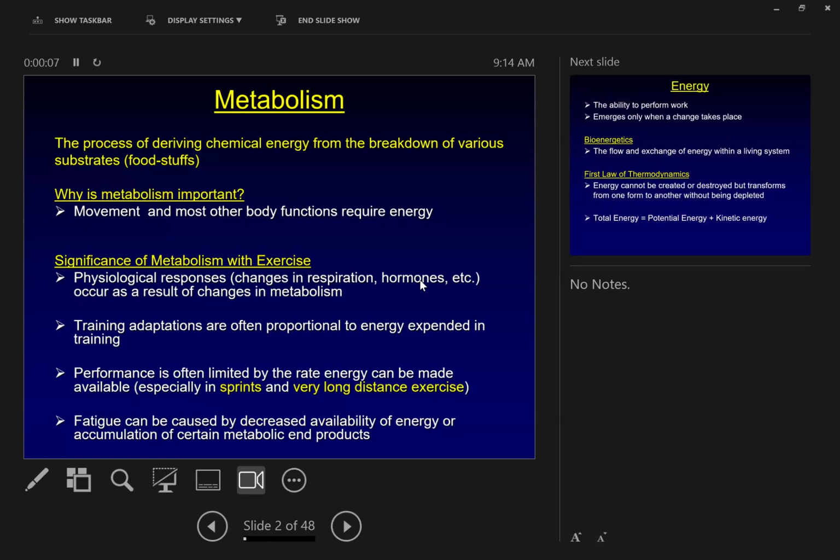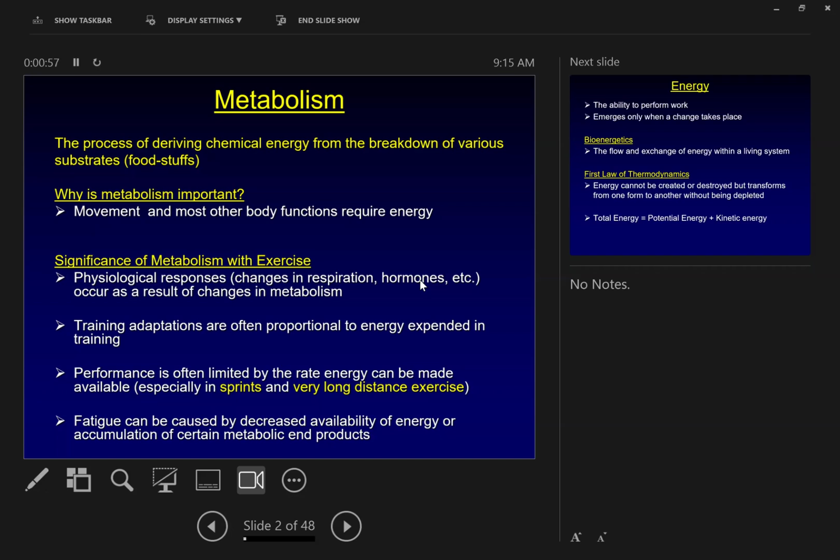Okay. Why should we care about metabolism as it relates to exercise? Okay. Our physiological responses. When you have greater ATP turnover, breathing goes up, heart rate and stroke volume go up, so cardiac output goes up. Okay. You release certain hormones, you release certain neurotransmitters. So many of the changes that take place during a bout of exercise in our physiology occur as a result of the change in metabolism. Okay. We need to change processes to help support all of this ATP turnover. We'll talk more about that as we go along.